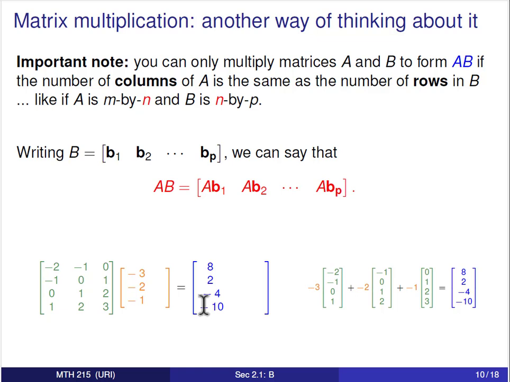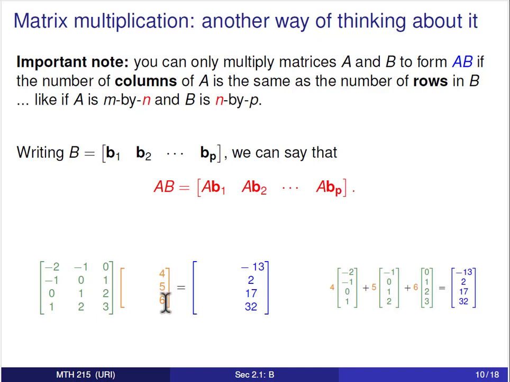Now, on the other hand, the second column of matrix B was 4, 5, 6, and if we were to take this matrix and multiply it onto 4, 5, 6, we would form the linear combination you see there. And doing that calculation, we'd end up with -13, 2, 17, and 32. And you'll see that we get the same answer doing it this way as we had before when we used the row-column method to compute each of those entries.